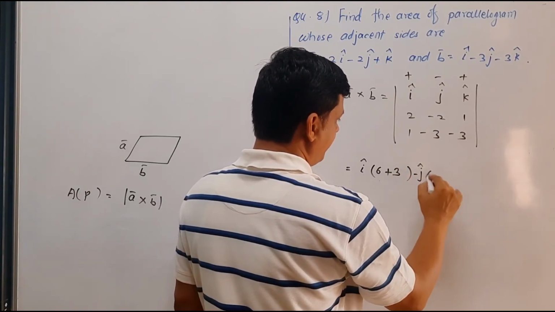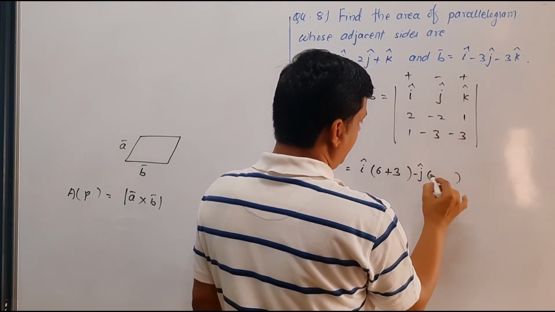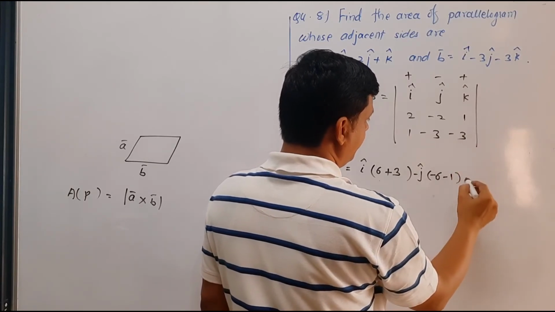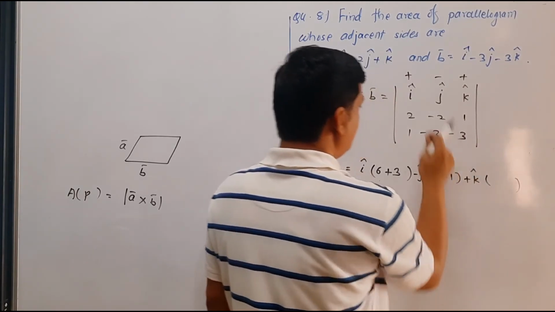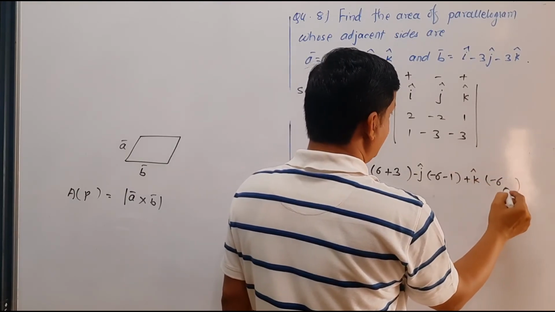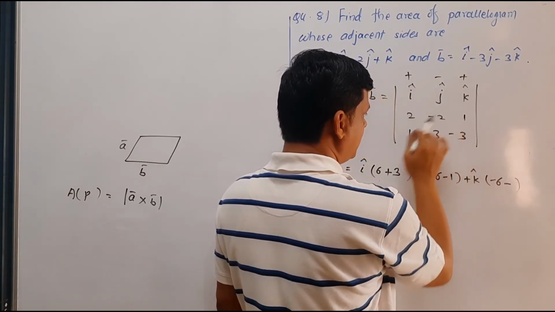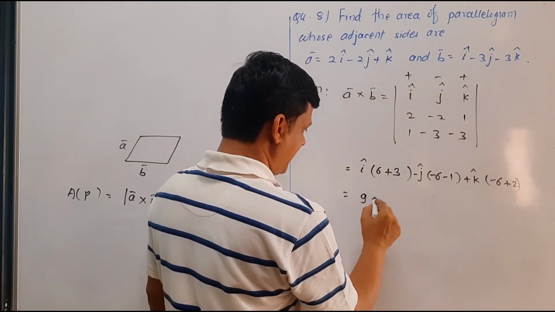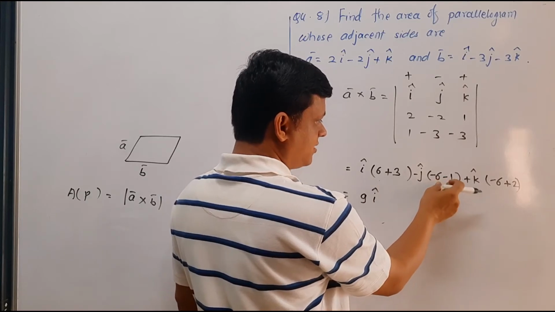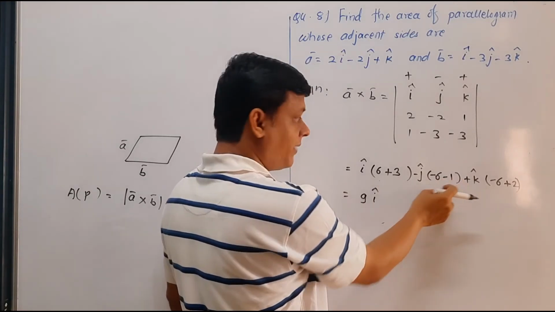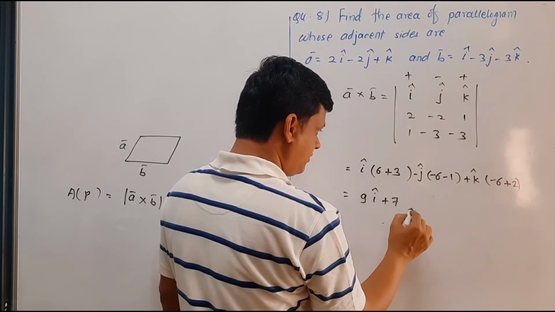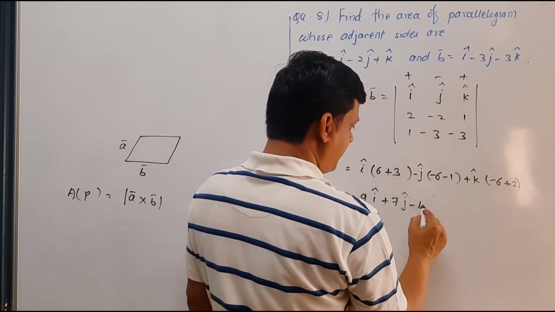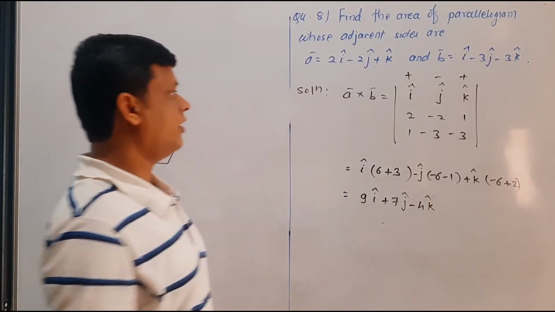Then minus j, 2 into minus 3 is minus 6, minus 1 into 1, 1. Then plus k cap into 2 into minus 3 is minus 6, minus minus minus plus, so we write 2 into 1, 2. So write this as 9i, minus 6 minus 1, that is minus 7, minus minus plus 7j. Then minus 6 plus 2 is minus 4, so we write minus 4k. Now this is the value of A bar cross B bar.